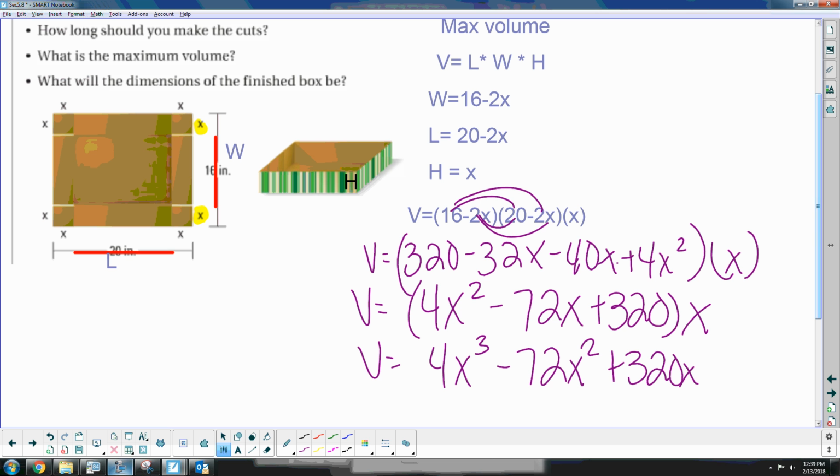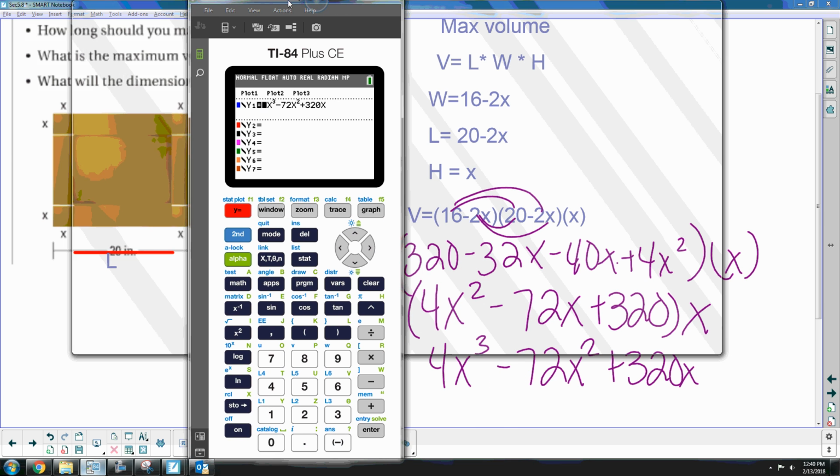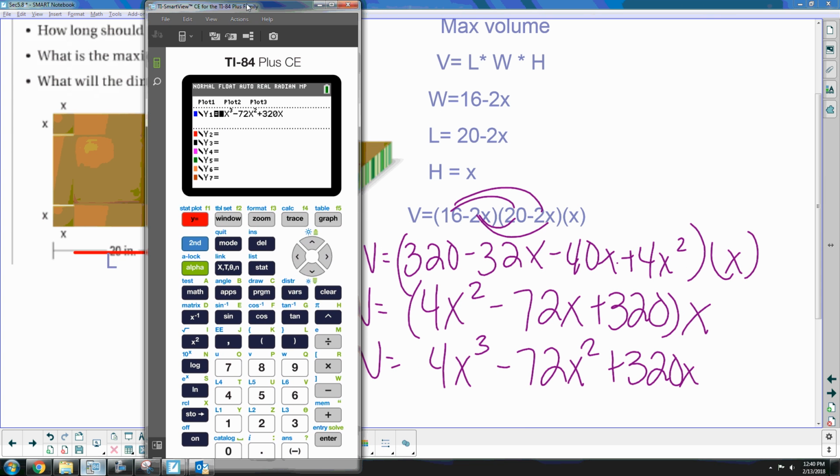So now that we have our polynomial function, we can plug this into our calculator. So in your y equals, plug this function in. From there, we can use our graphing calculator to find the maximum of our volume function. So you're going to have to adjust your window. Here are the window settings that I used. So you can pause the video while you adjust your calculator for this. And then I'm going to graph.